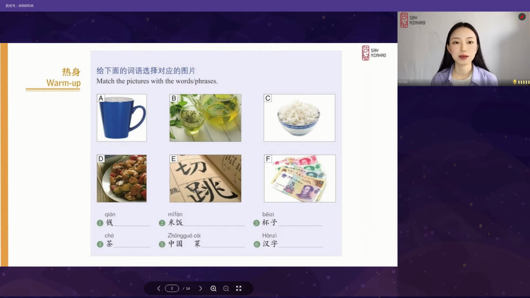It means cup or glass, right? 杯子. Next one is 茶. We also know what it means too. And next one is 中国菜. Also really familiar with it. And last one, 汉字. Yes, we've learned it before, 汉字. Now let's try to fill in the blanks. I will give you 10 seconds because there are so many words we've learned before.